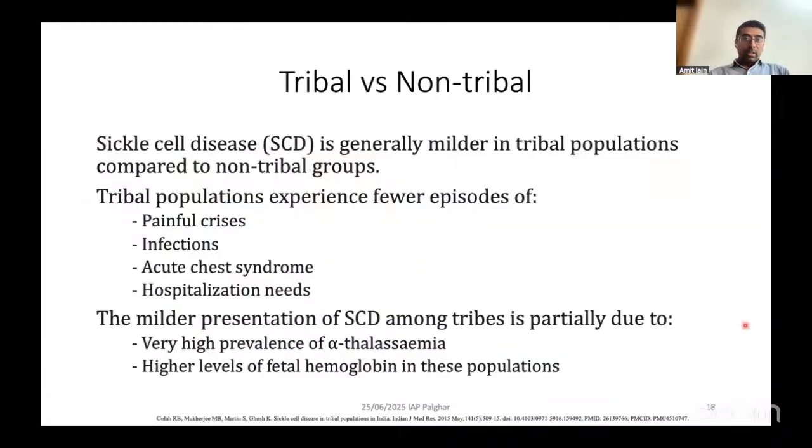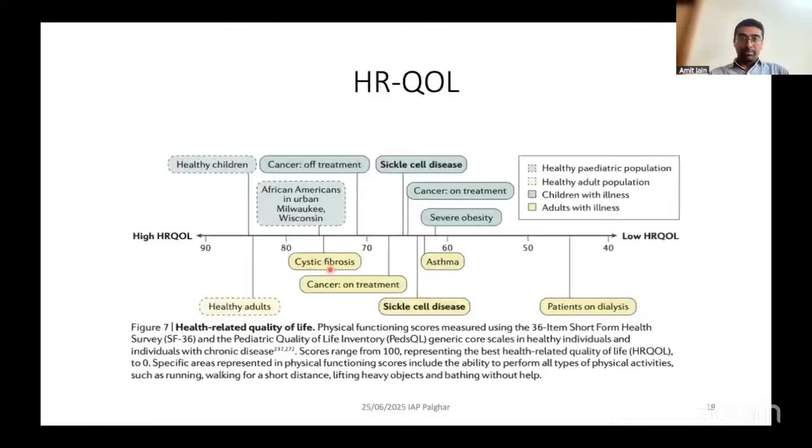So yes, we do see a lot of tribal patients, and they tend to ignore these symptoms or signs, which leads to underdiagnosis of these patients. This is because tribal patients have milder complications or a milder presentation of sickle cell because of the very high prevalence of alpha thalassemia in these populations, which leads to higher HbF levels, which causes fewer symptoms like painful crises, infections, and other complications of sickle cell anemia.